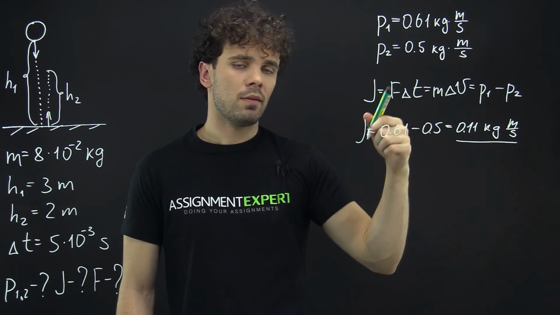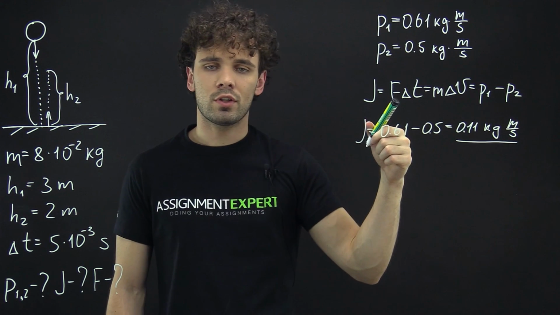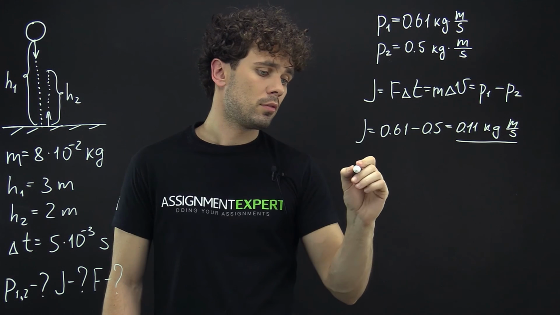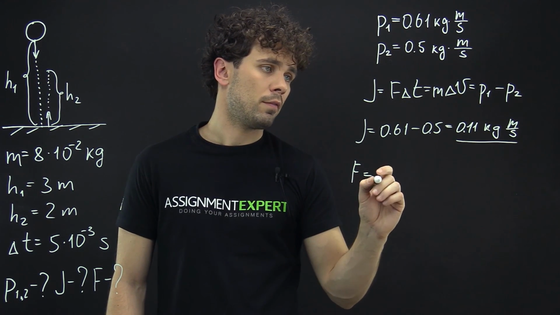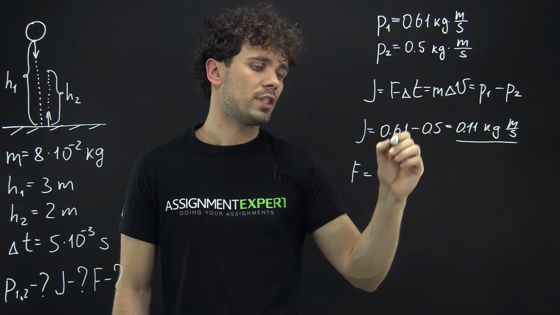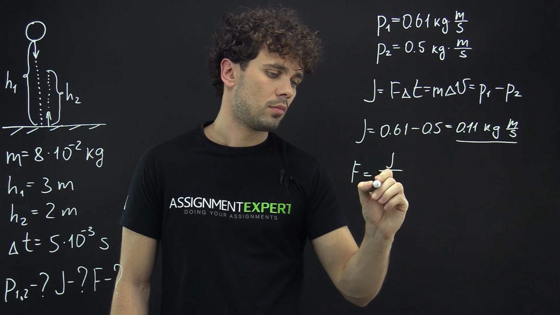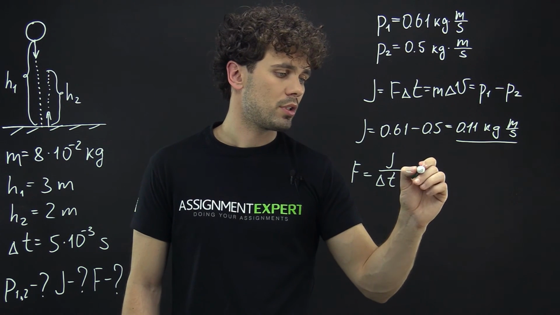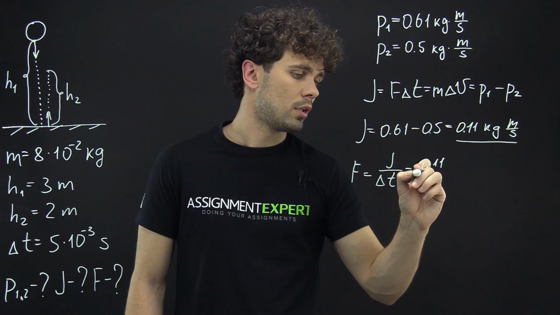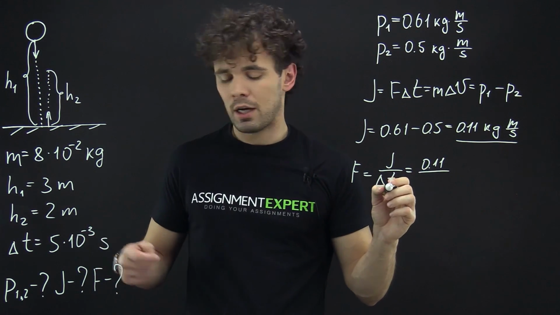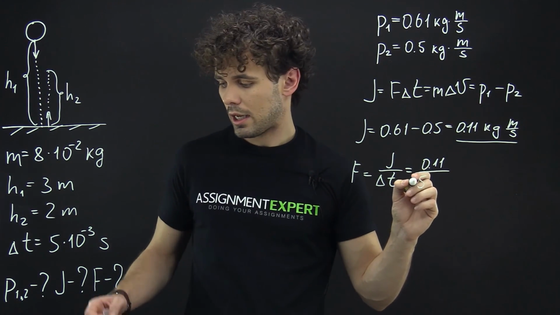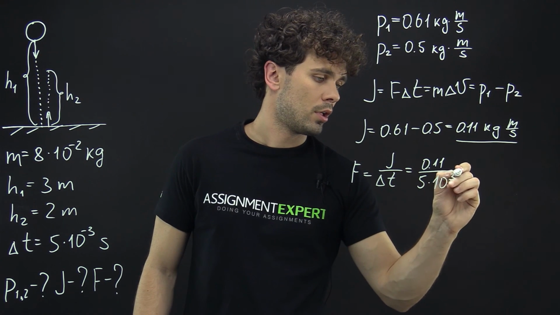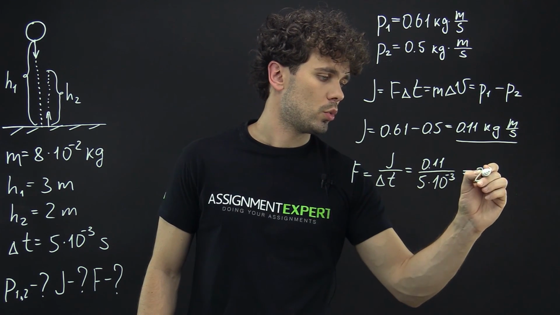And now from the same formula, we can find the average force exerted by the ground on the ball. So this is F, and F actually equals J over delta T. Or in our case, this is 0.11 divided by 5 times 10 raised to the negative 3. And this gives us 22 newtons.